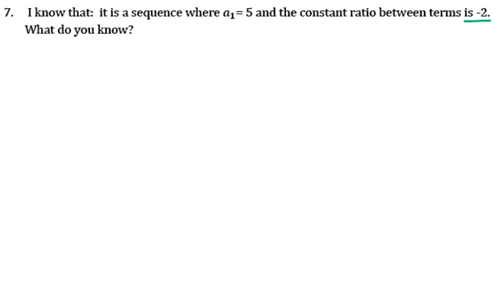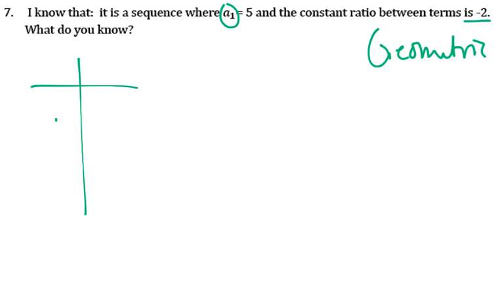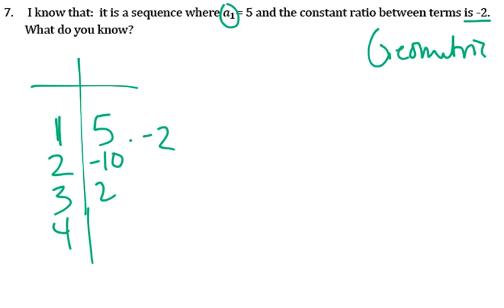So, the constant ratio is negative 2, which tells me it's geometric. Now, they use some weird notation. That a sub 1 simply means, in their sequence, the first term is 5. So I can make a table by multiplying by -2. So -10, +20, -40. Going backwards, -2.5. Okay. That's all that notation meant. I don't like it, so we don't use it much.